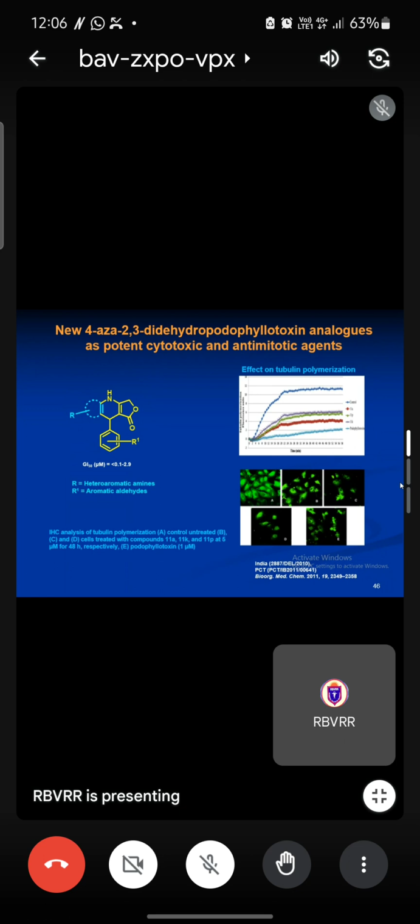I mean, we prepared the 4-aza type of functionalities in this, the podophyllotoxin. And as you know, you need to do a lot of studies relating to that, whether you go for analysis of tubulin polymerization assay, and so on.